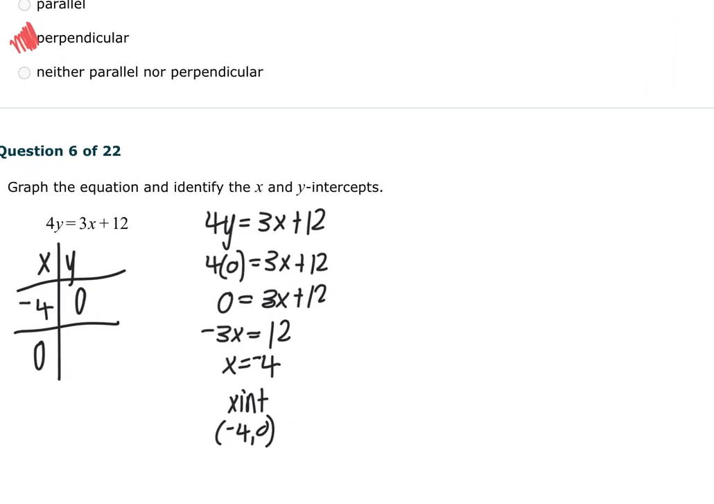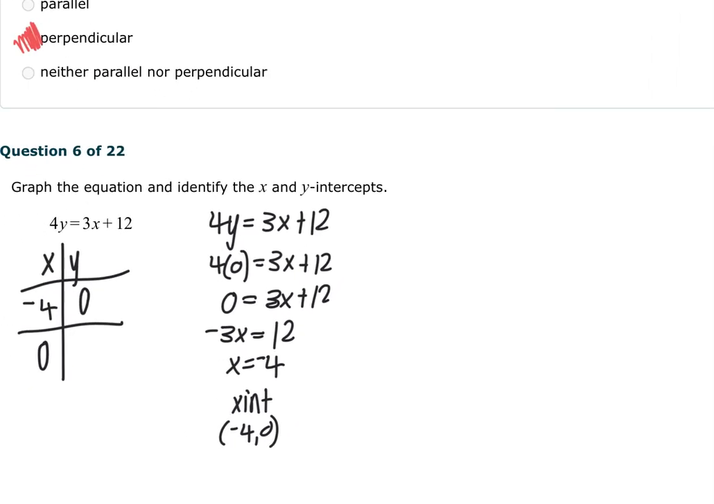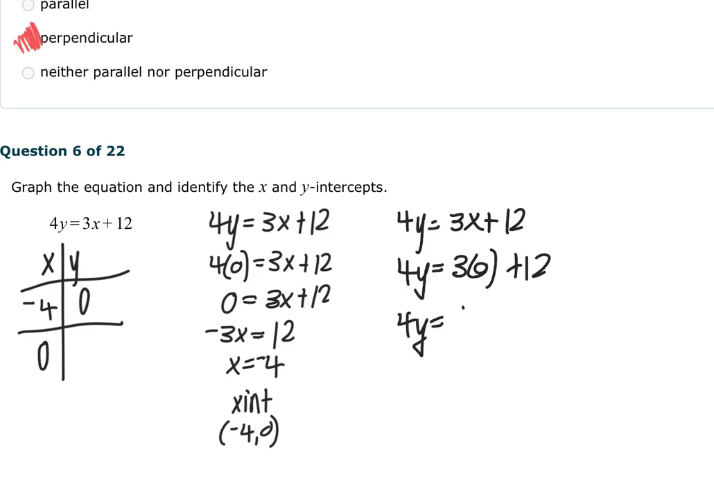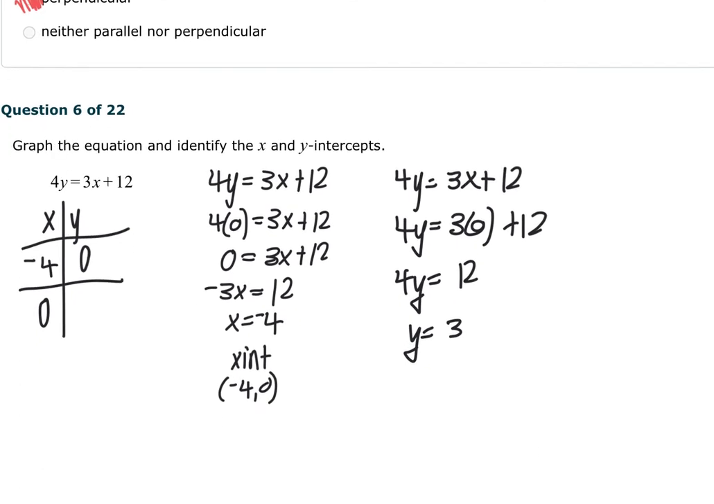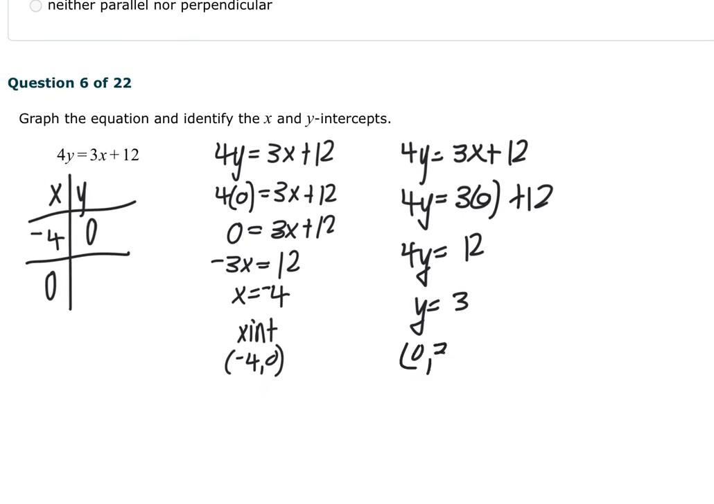And then our y-intercept, we need to plug in 0 for x, so 4y equals 3x plus 12. 4y equals 3 times 0 plus 12. 4y equals 12, y equals 3. So that's the point 0, 3, and that's a y-intercept.